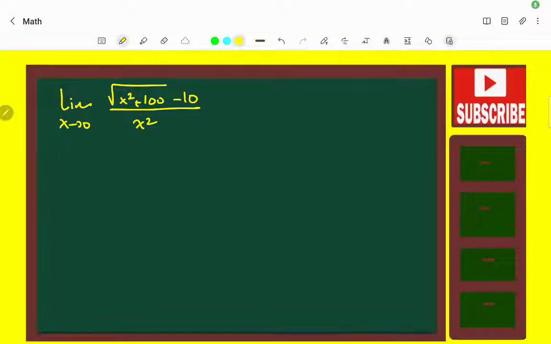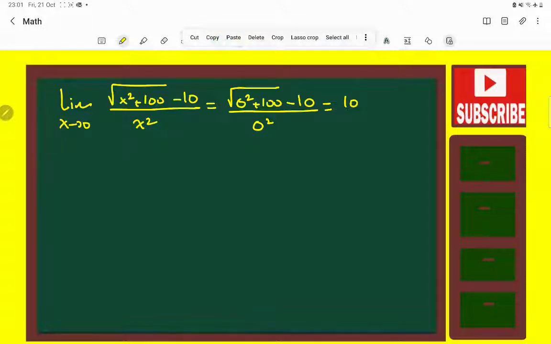And welcome back. In this video we'll continue with computing limits, and this time we'll learn how to compute the limit as x tends to 0 of (√(x² + 100) − 10) / x². So we'll start as usual by replacing x by 0, and I'll get (√(0² + 100) − 10) / 0², and this will give √100, which is equal to 10, minus 10 over 0, and this will give 0 over 0.